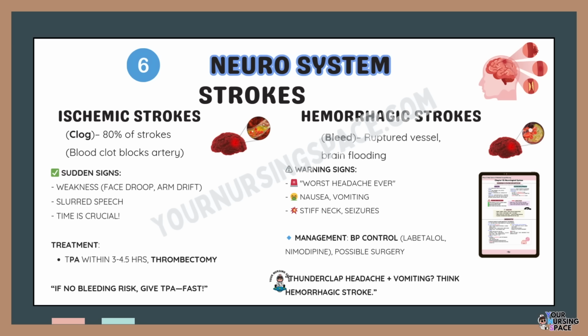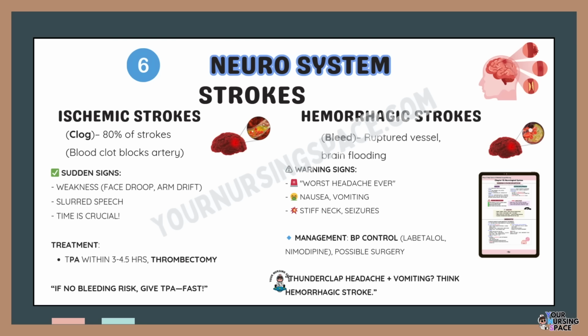A stroke occurs when blood flow to the brain is interrupted, leading to brain cell death. There are two main types, ischemic and hemorrhagic. An ischemic stroke is caused by a blood clot blocking blood flow to the brain and is the most common type.